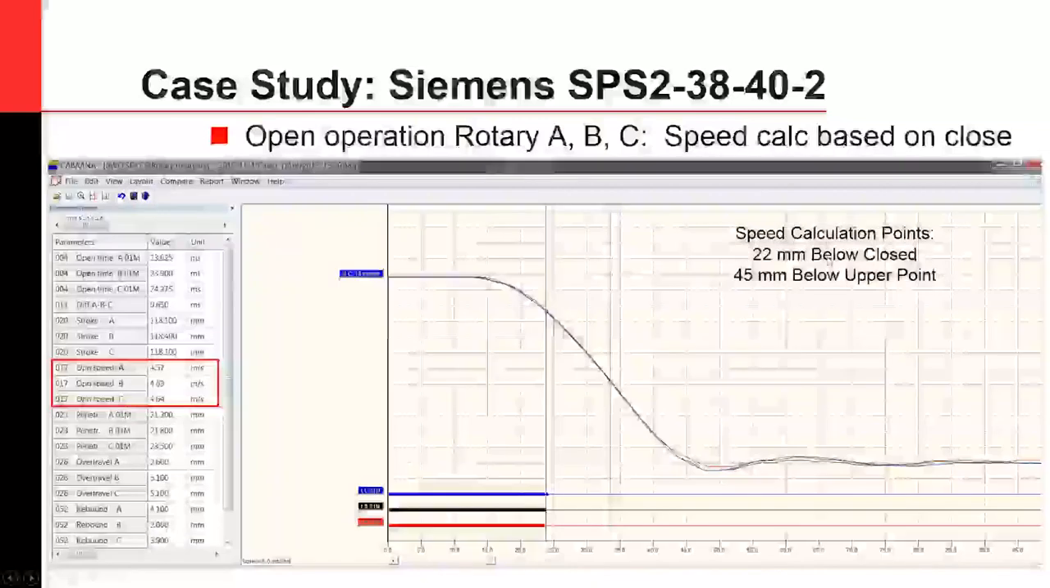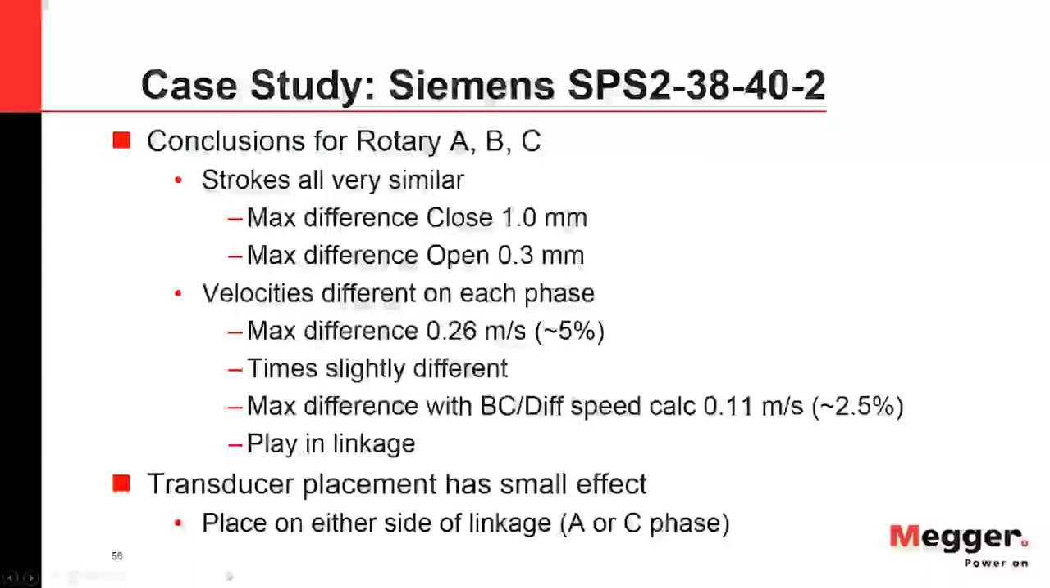So looking at this, what have we learned from the conclusions for rotary A, B, and C? The strokes were all very similar, with a max difference of 1 millimeter on the close and 0.3 millimeters on the open. And the velocities were different on each phase, approximately 5% difference, but this is, of course, because the times were slightly different. If we switched it to a certain part on the curve, so it was shifted a little bit according to time, you'll see that we got them within 2.5% of each other.